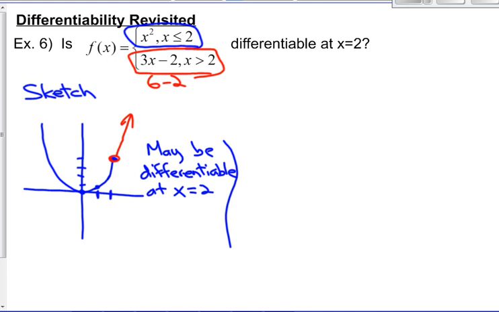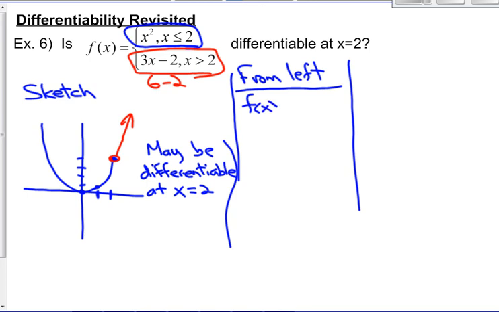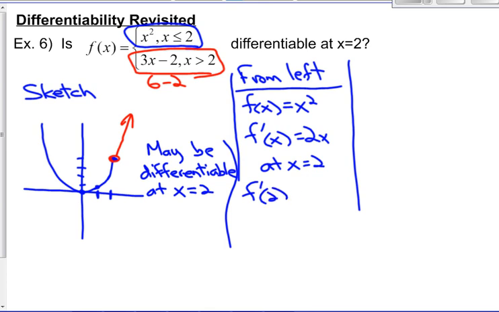Okay, and to do that, we have to figure out if it's coming to the same slope from the left and the right. So from the left, it has this definition. f of x is x squared, meaning that f prime is going to be 2x. And at x equals 2, f prime of 2 would be 2 times 2, or 4. So from the left, we're approaching a slope of 4.